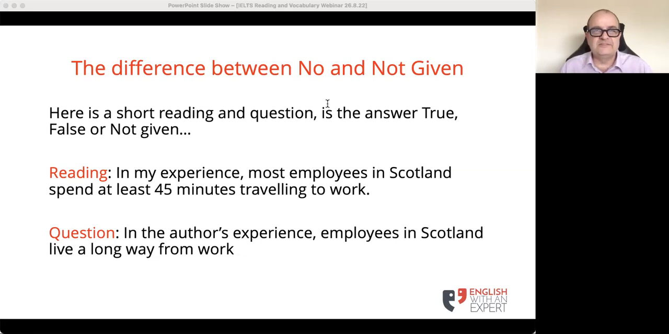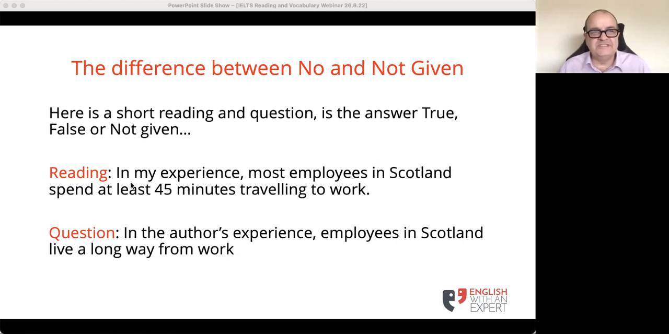The key to understanding this is that there will never be no information given. Okay, there'll never be zero information given about something. You will always find something from the question mentioned in the reading. But if all the information is not there, if you only have half the information, in a sense, then the answer will be not given. So let's look at this example.